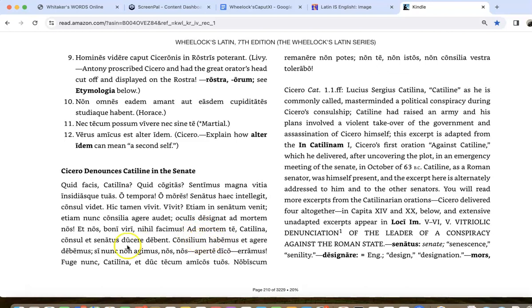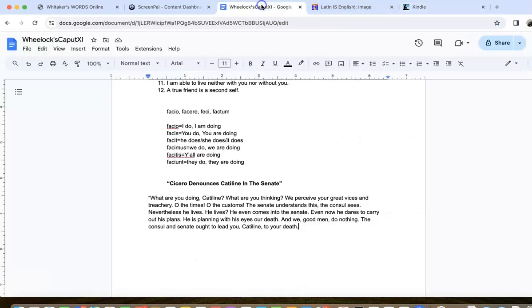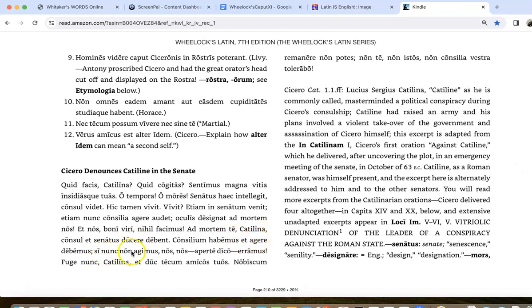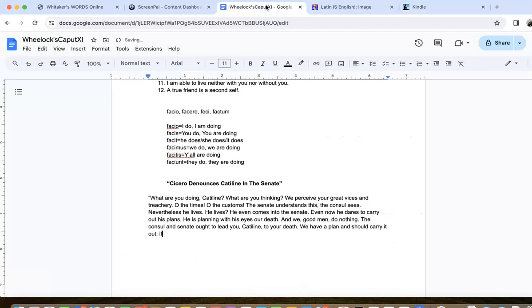Concilium, we have a plan and we should carry it out. So it's not just you that has a plan, we have a plan too. We have a plan, concilium habemus, and we should carry it out like an agenda. If we do not do this now, we, I openly say, are mistaken. So if we do not do this now, we, and then I openly say, are, I'm going to say in error, but literally we are wrong.